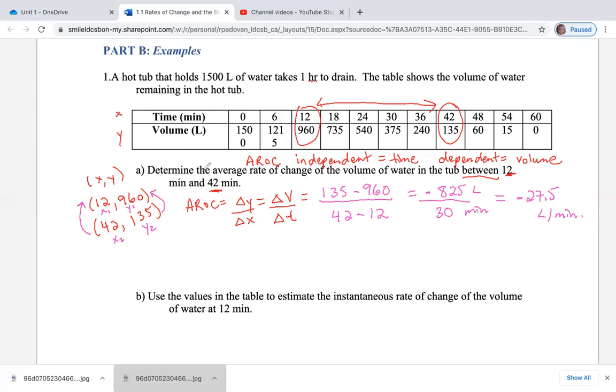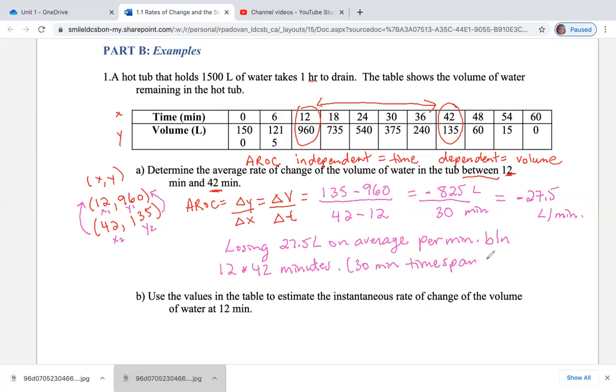So I'm losing, so determine the average rate of change. So the average rate of change is, I'm losing, let's write it out, 27.5 liters on average per minute, each minute, between 12 and 42 minutes, in that half-hour time frame. In that 30-minute time span. Okay?